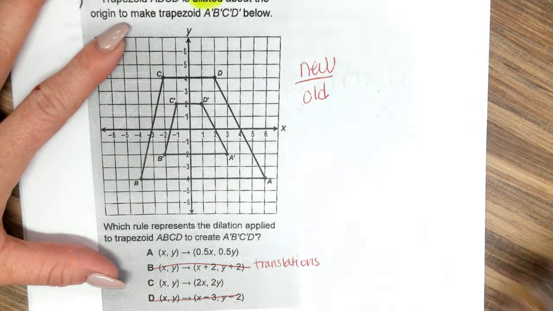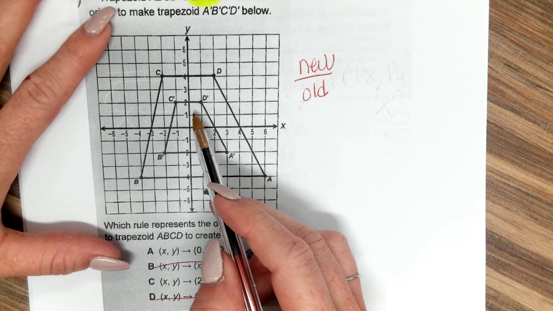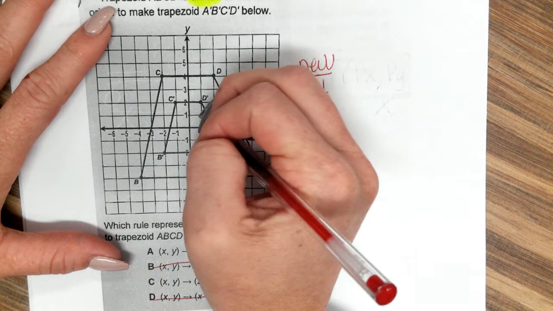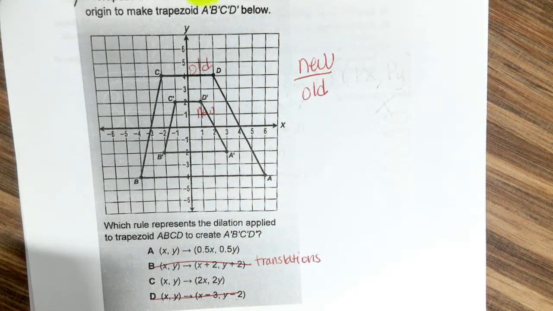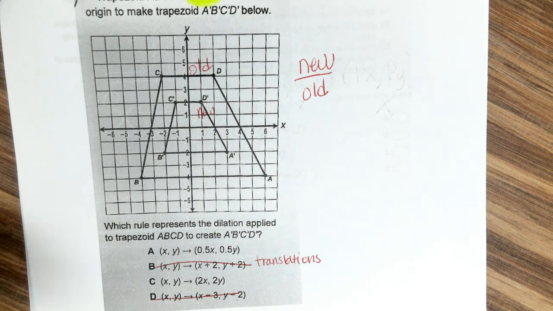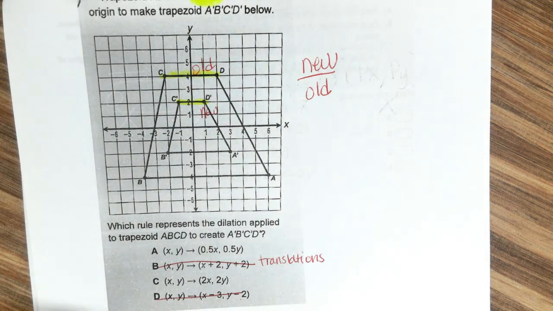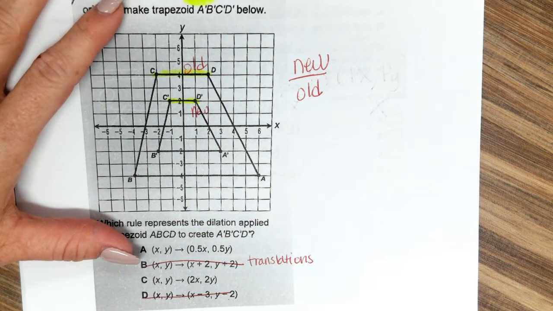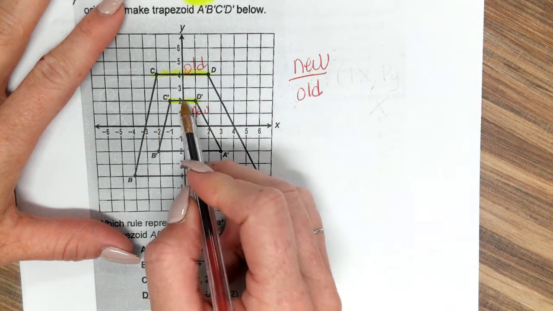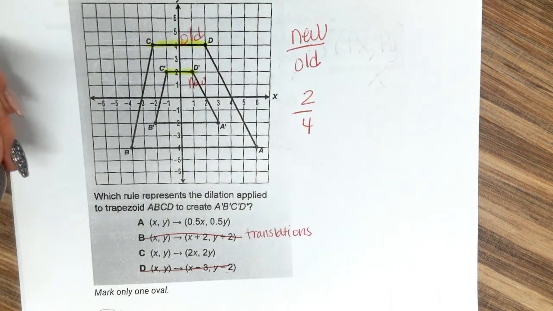All right, to find my dilation rule, I'm going to do new over old. How do you know which one in this problem is the new shape? The dashes. So this one's new, this one's old. I need 2 corresponding spots. I chose where it marked through 2 and 4. Which number is going to go on top, the 2 or the 4? Why the 2? Because it's new. So 2/4.